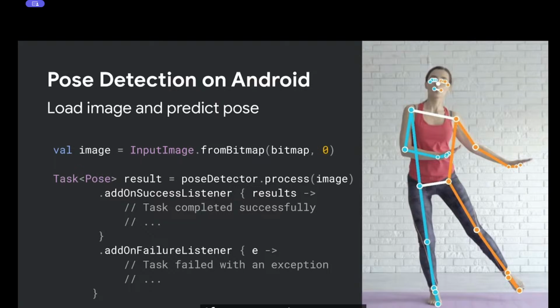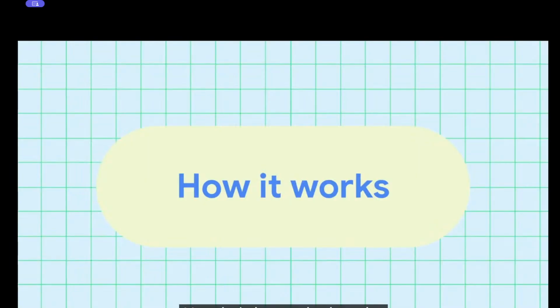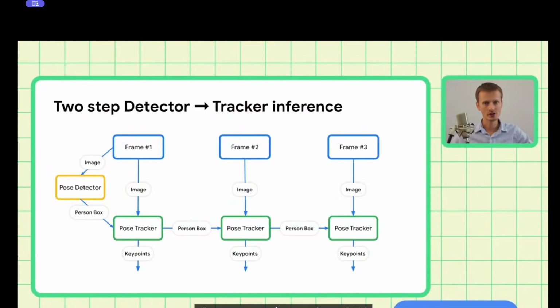If a person is present, the pose would be detected. Now let's have a look under the hood and see how it works. Our pose detection API is a two-step pipeline consisting of a pose detector and a pose tracker. In the first frame, we run the detector, which locates a rough area around the person, which we call person box. If the person is found, for this person box area, we run the tracker model, which detects accurate locations for all the key points.